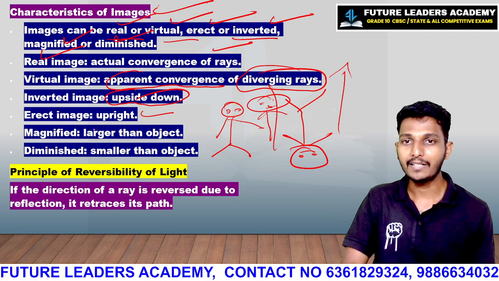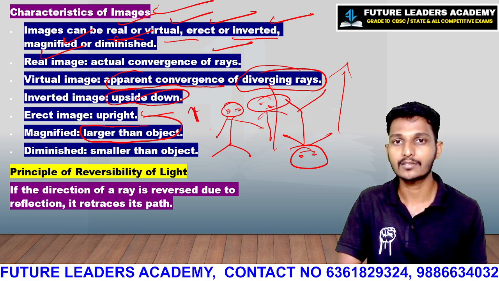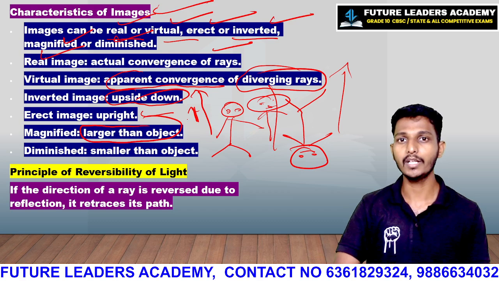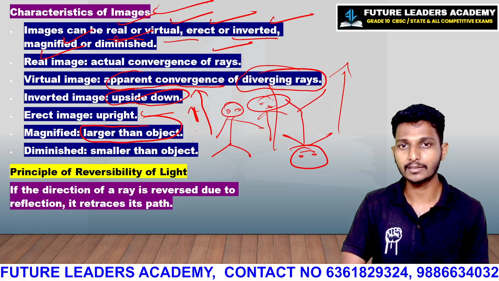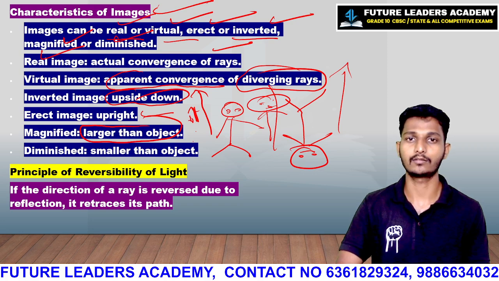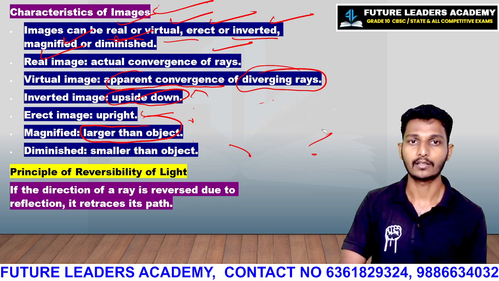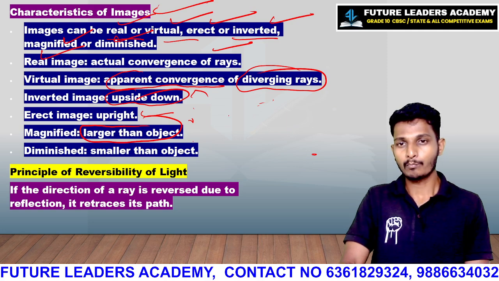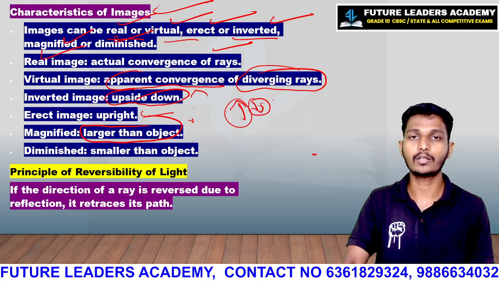Magnified means larger than the object. For example, this is an object this much, and the image is formed this much height. So that is magnified, highly magnified. Then diminished means smaller than the object. Let me clear, diminished means, for example, the object is this height, then the image is formed only this much. This is the difference.